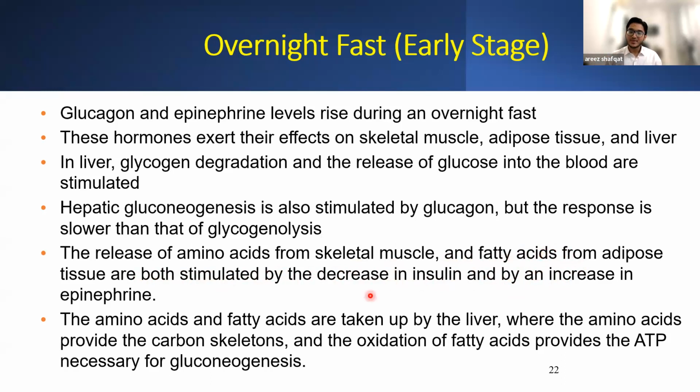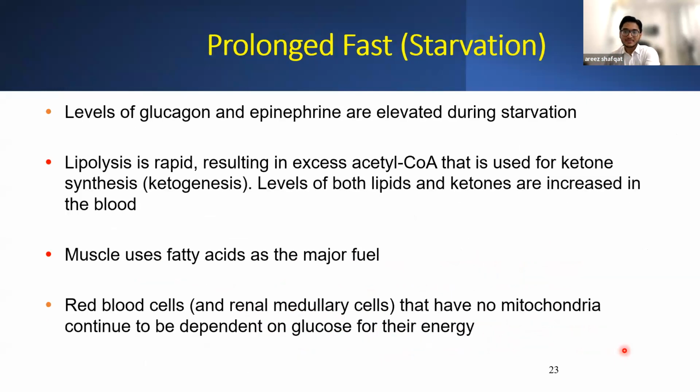Okay? These amino acids and fatty acids are taken up by the liver, where the amino acids provide the carbon skeleton. You remember I told you alanine is the source for gluconeogenesis, and the beta oxidation of fatty acids provides the ATP necessary for glycolysis. So alanine is the source of gluconeogenesis. The fatty acids are the fuel for gluconeogenesis.